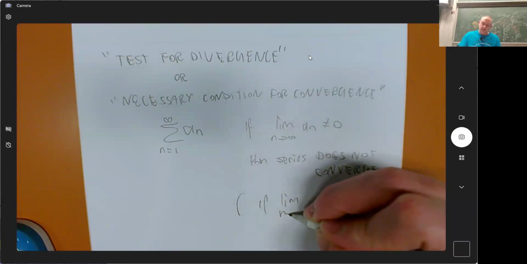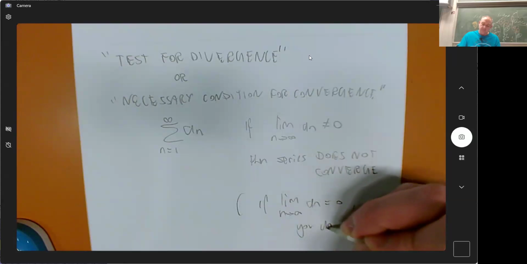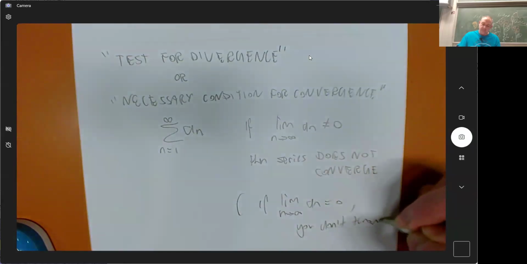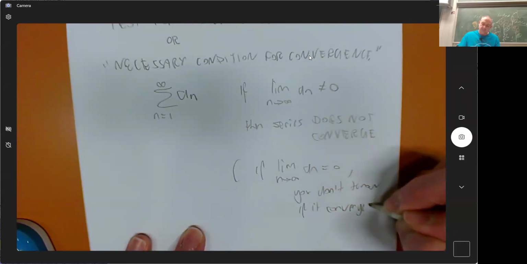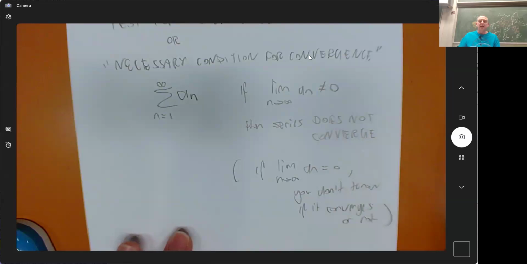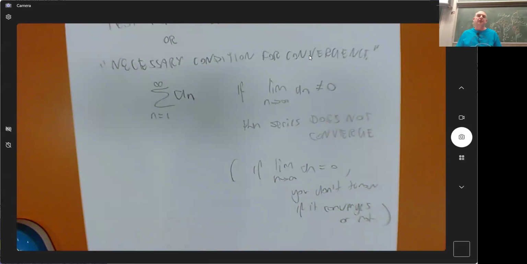So if that limit comes out to zero, you don't know if it converges or not. But if it doesn't come out to zero, then you are absolutely certain that it does not converge. Yeah, that's the test for divergence. And it's the first thing you should check. If you are given a random series, you should check that first.